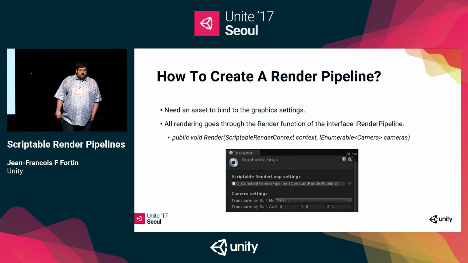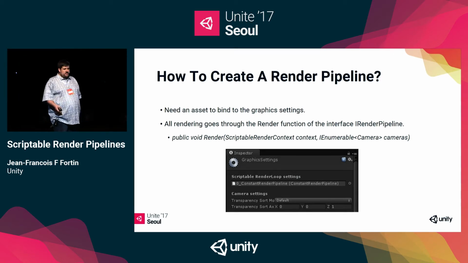So how do you create a render pipeline? First, you need an asset to bind on graphics settings. If you go on graphics settings from 5.6, you have this at the top. It's a scriptable render loop setting, which is simply an asset that you bind on the pipeline. All the rendering will be done through the render function. I will show that a bit later. It's a function on an IRenderPipeline interface that we provide.